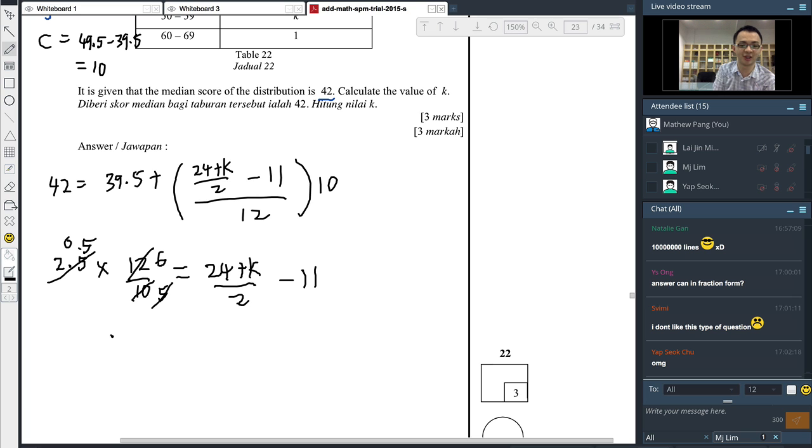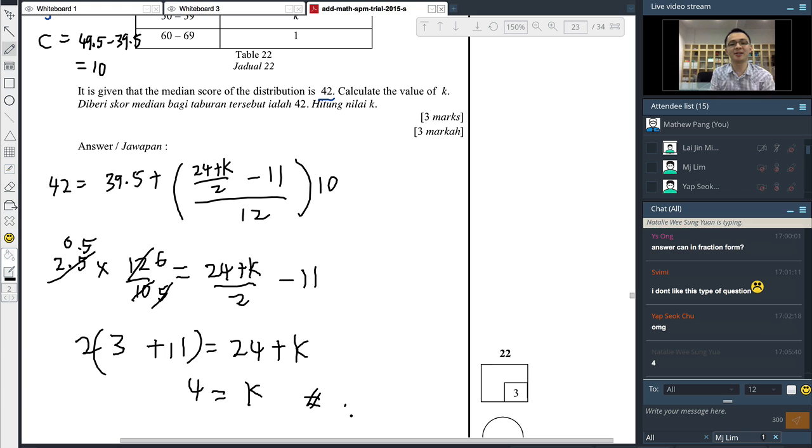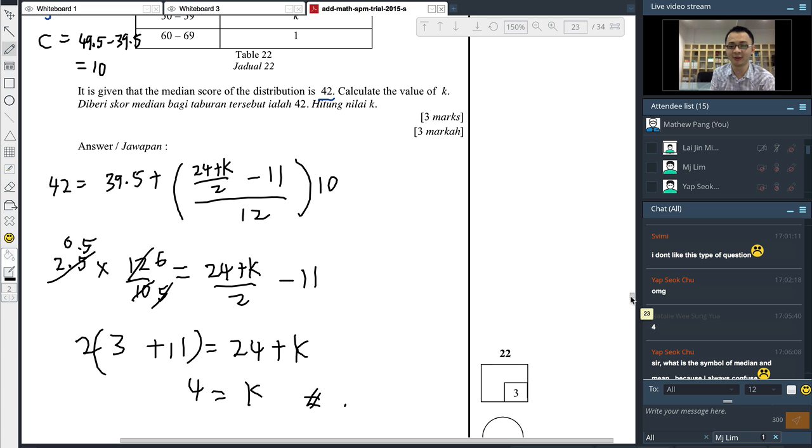So here is 3. So 3, I move the 11 plus 11, and then I move the 2, multiply 2, because divide 2, right? 24 plus k. So k will equal, this is 14, 28 minus 24, k equals 4. Alright, this is simple algebra. Yeah, I hope you all are fine over here.